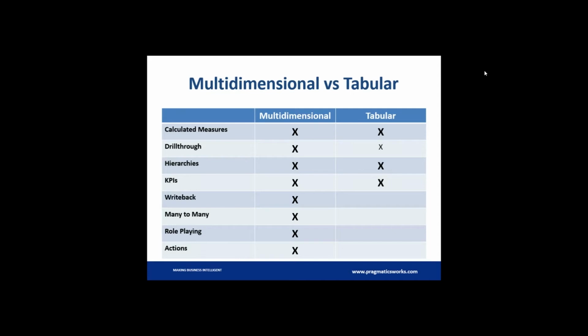Then there's a few things here that you may need. Write back is something that's much, much less commonly seen, but it may be a situation that you need. So write back, something that you can only do in multidimensional. Many-to-many relationships, role-playing dimensions, those two things, there are some workarounds in Tabular, but it does not handle them natively. You have to go in and you have to write some DAX in order to be able to handle those two things. And then actions are something that's only available on the multidimensional side.